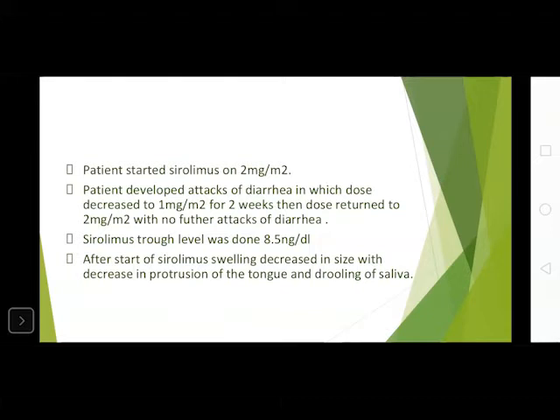In our patient, he developed attacks of diarrhea, so the dose was decreased to 1 milligram per meter square for 2 weeks. Then the dose returned to 2 milligram with no further attacks of diarrhea. Sirolimus trough level was done, and it was 8.5 nanogram per deciliter, which was within the therapeutic range. After start of sirolimus, clinically the protrusion of the tongue decreased and the drooling of saliva also decreased.